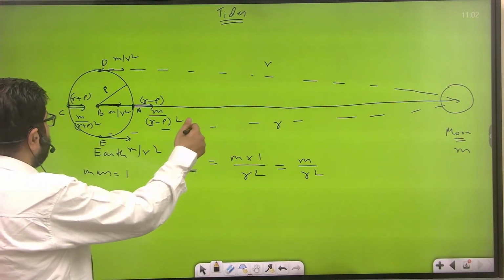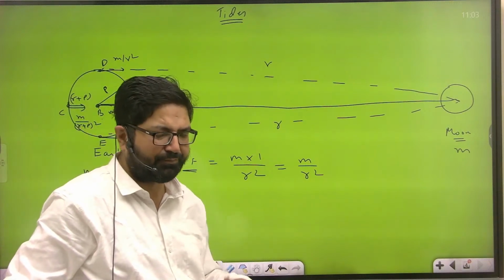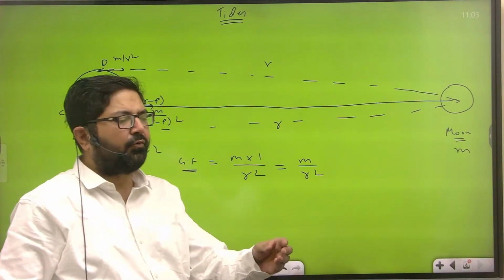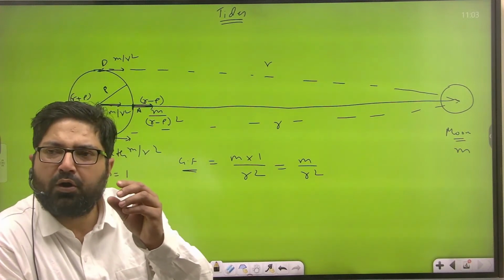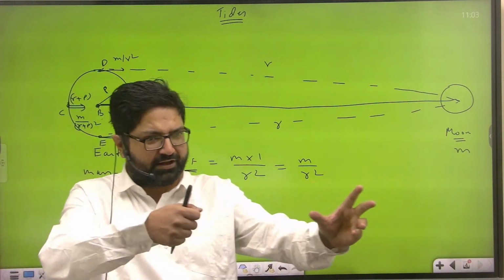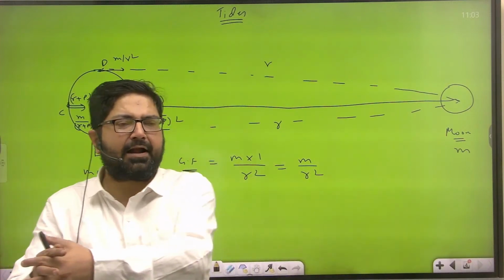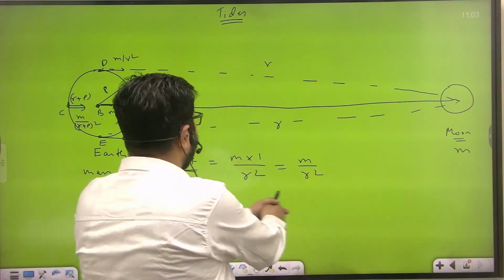Now, Moon is not revolving around the Earth. It is a wrong concept. It is not possible. I can give you a personal experience. Take a 5 kg ball, tie it with a rope, and revolve the ball around yourself.